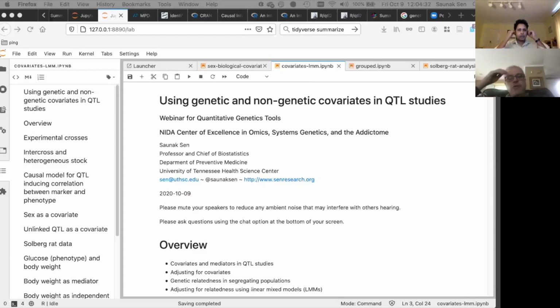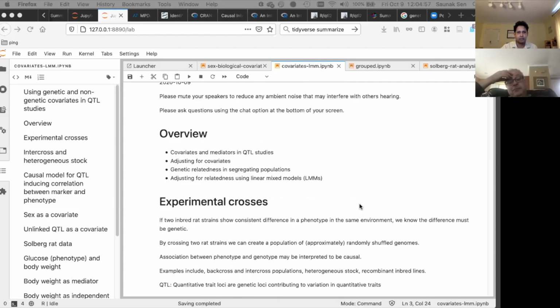So today we're going to go a little bit further on that trajectory where we will consider covariates, both genetic and non-genetic covariates, and how we can use them in QTL studies. So the basic overview is something like this. I will give an overview of how we can think of covariates and so-called mediators in QTL studies and how we might adjust for them.